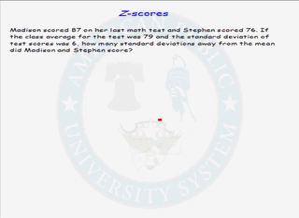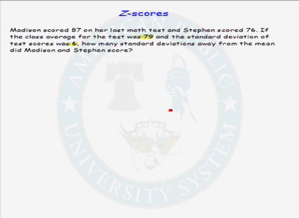In this lesson, we will talk about z-scores. Madison scored 87 on her last test, and Stephen scored 76. If the class average for the test was 79, and the standard deviation of test scores was 6, how many standard deviations away from the mean did Madison and Stephen score? This question is answered with z-scores.